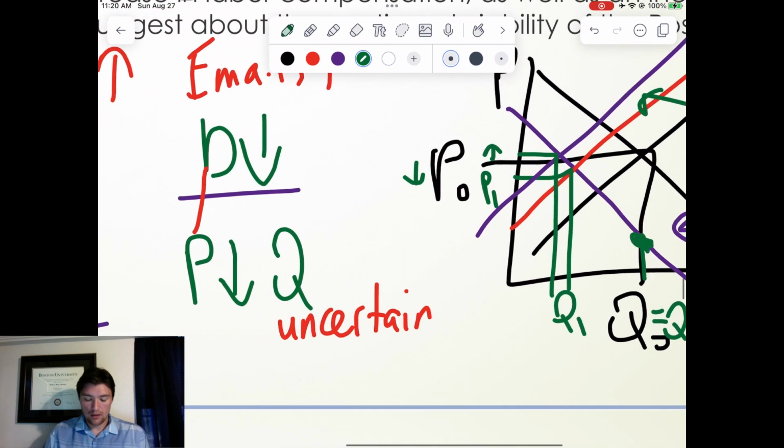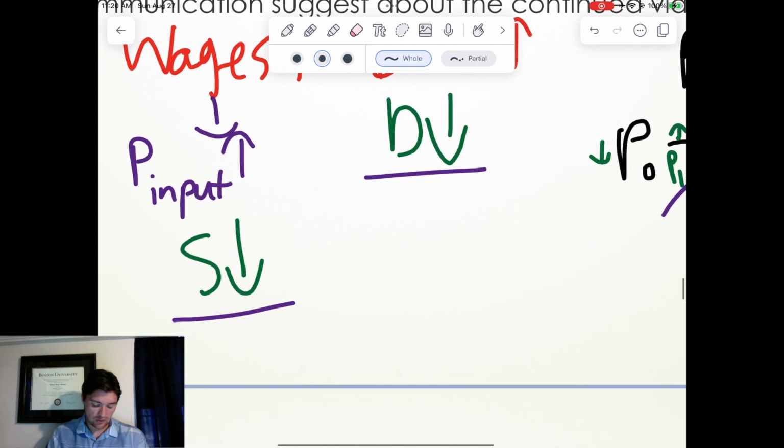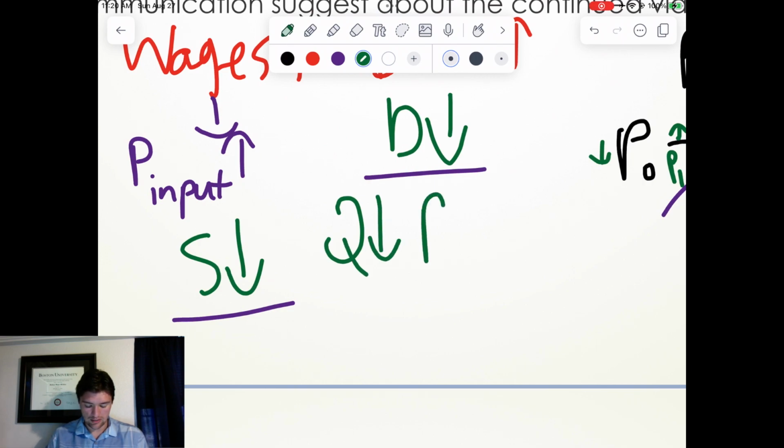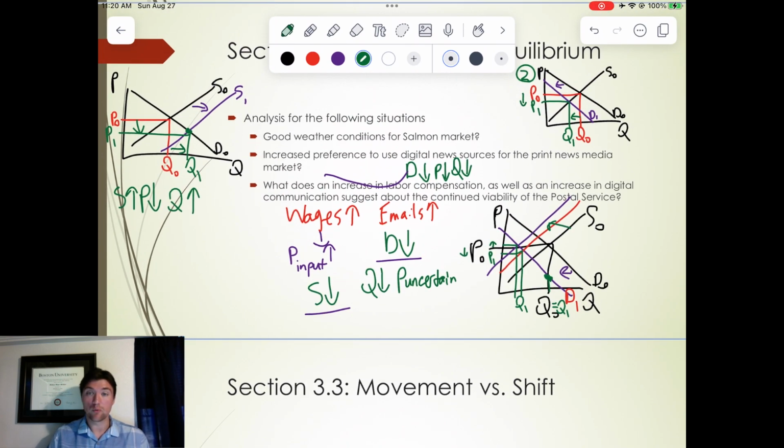So like I said, mistakenly, whenever we have two situations going on, such as supply and demand both decreasing, we definitely know that quantity is going down and price is uncertain. So that is what's going on there when we have two shifts going on at the same time.